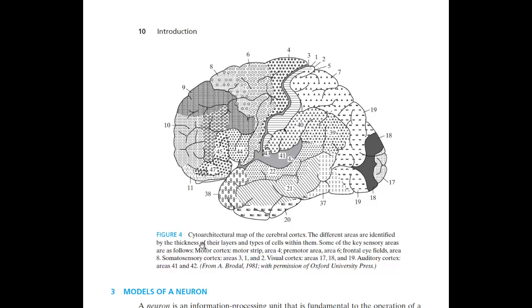So this is a cytoarchitectural map of the cerebral cortex. Okay, here you can see the different areas are identified by the thickness of their layers and types of cells within them. Some of the key areas are as follows: motor cortex, motor strip area, premotor area, frontal eye fields area, somatosensory cortex areas, visual cortex, auditory cortex.